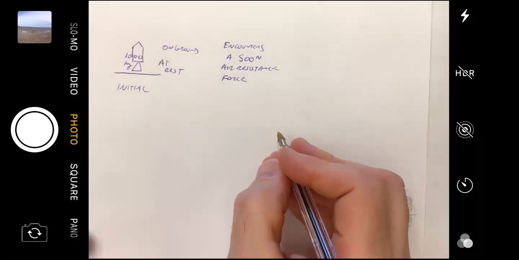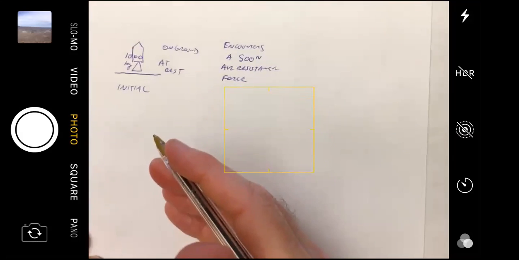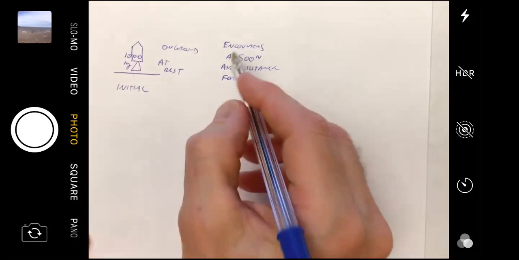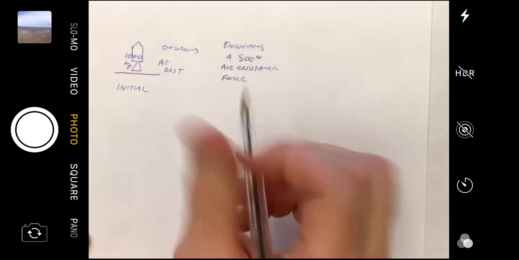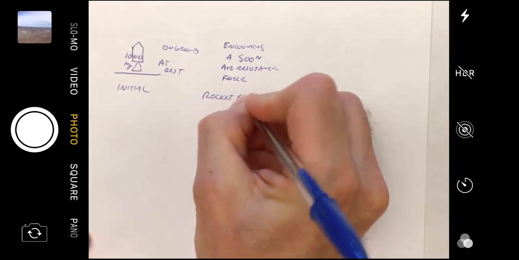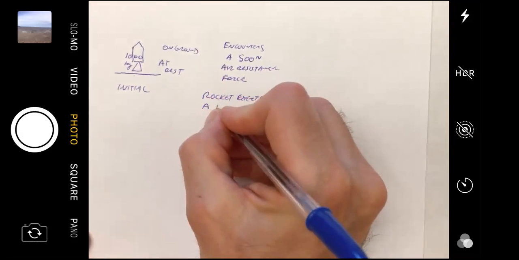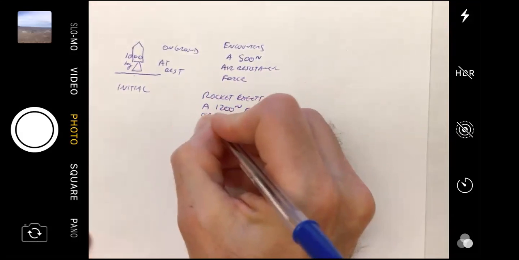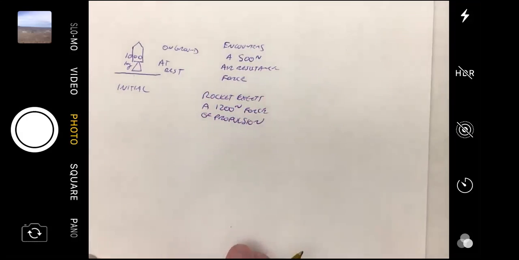And the other thing that we have is obviously when this rocket fires, it's going to be providing a helping force that's making the rocket move. So not only is it encountering a 500 Newton air resistance force as it shoots upward, we're also going to say that the rocket exerts a 1,200 Newton force of propulsion, pushing the rocket ever higher and higher.